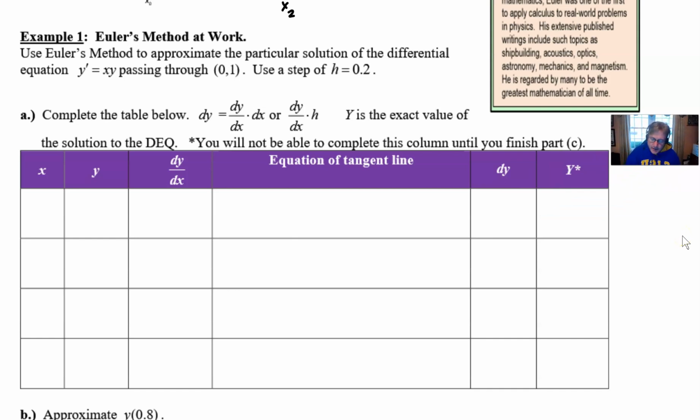So our example one says, use Euler's method to approximate the particular solution of the differential equation y prime equals x times y that passes through the initial point (0, 1), and it tells us to use a step size h being 0.2. Part A asks us to complete the table, gives us some information about dy and what to do with capital Y, which I'll refer to here in a little bit when the time comes.